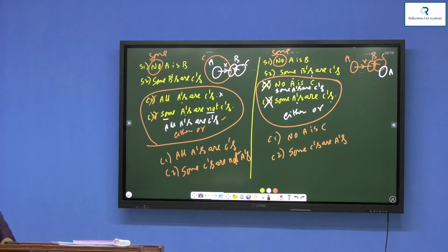Have you drawn the basic diagram? Validate the first conclusion. All A's are C's. Validate. Correct or wrong? All of you? Wrong. Second one: some C's are not A's. Correct or wrong? Wrong. Whatever the remaining, wrong. Rajkumar, wrong. Okay, think of either or, neither nor.